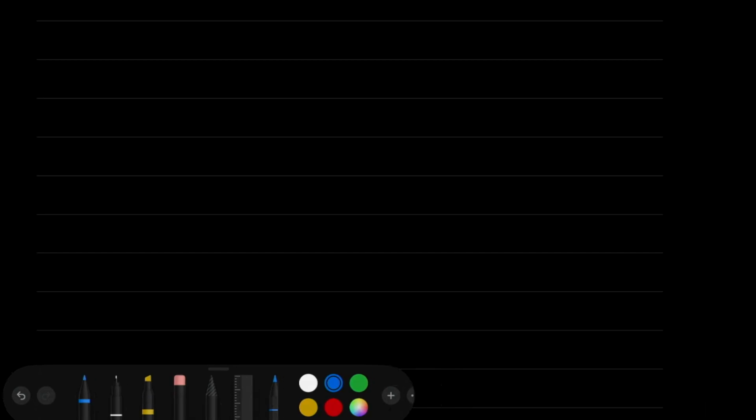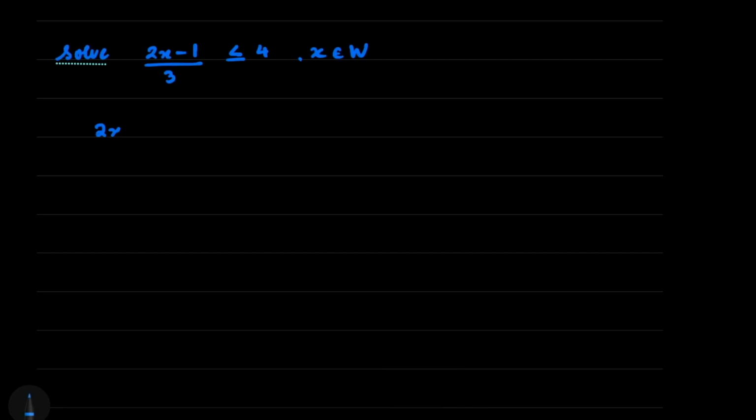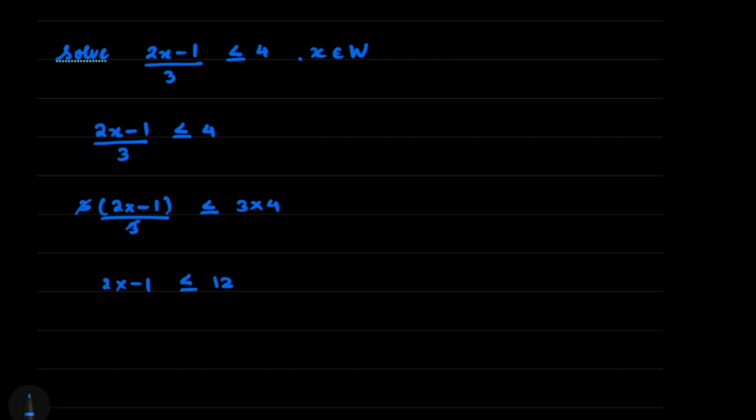Let's solve the following inequality. We have (2x minus 1) by 3 that is less than or equal to 4. Let's try this. First we will multiply both sides by 3. We have 3 times (2x minus 1) divided by 3. See, as this is a positive number, the inequality does not reverse. So we get 2x minus 1 is less than or equal to 12.